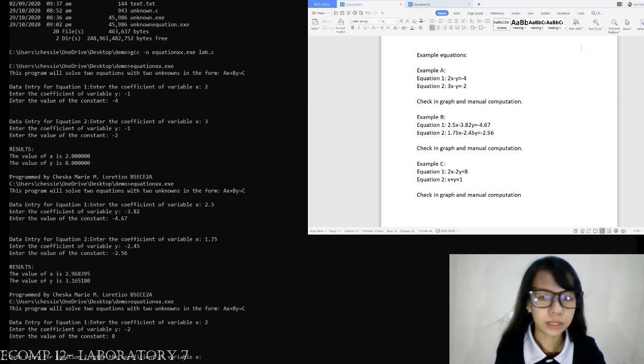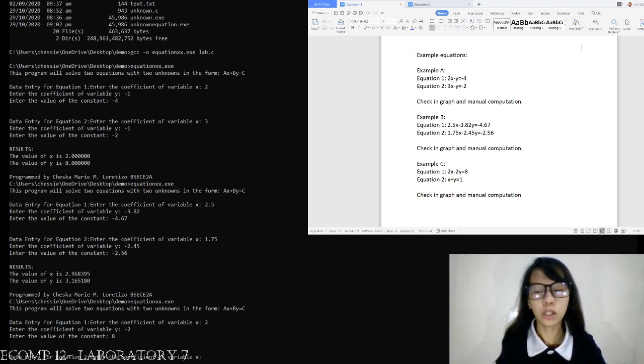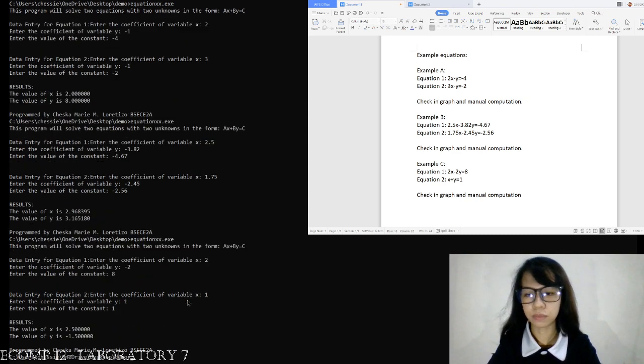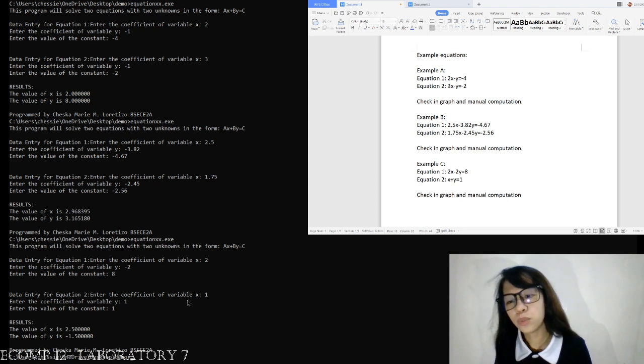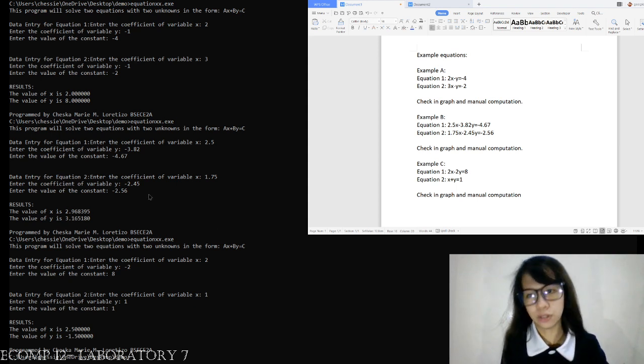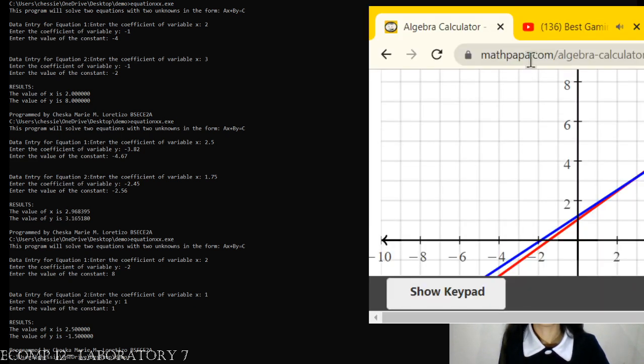The numerical coefficient of x is 1, and 1 also for y, and also 1 for the constant. Equals 1, 1, and 1. Now as you can see, the result is x equals 2.5 and y equals negative 1.5. Now let's check it through the manual computation and graph. We'll close it first and see.